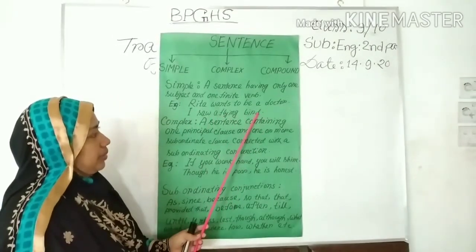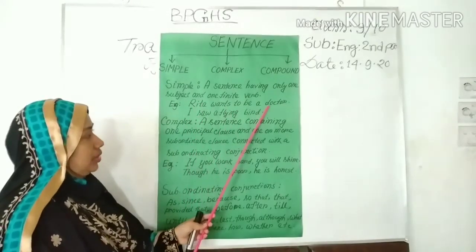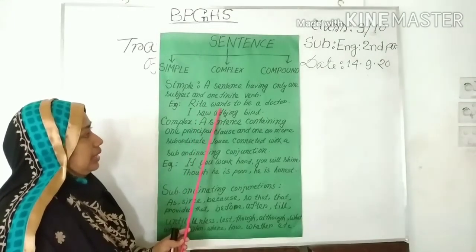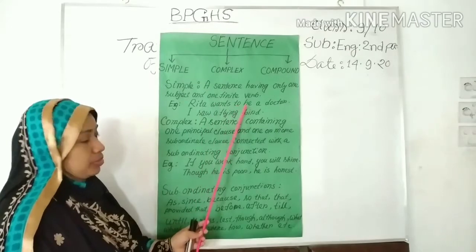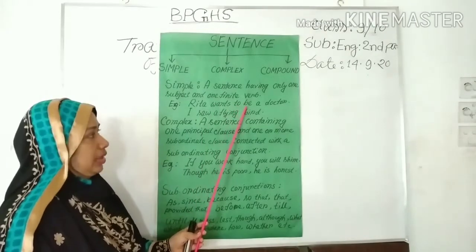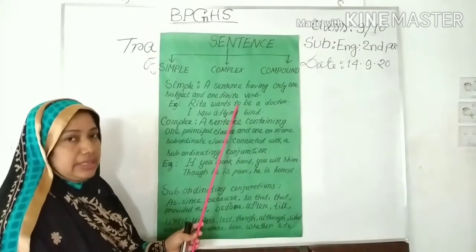I saw a flying bird. In this total sentence, Rita wants to be a doctor, there is only one subject, Rita, and one finite verb, wants. And here is another verb, to be. But this is not a finite verb. It's a non-finite verb. So the structure calls it a simple sentence.